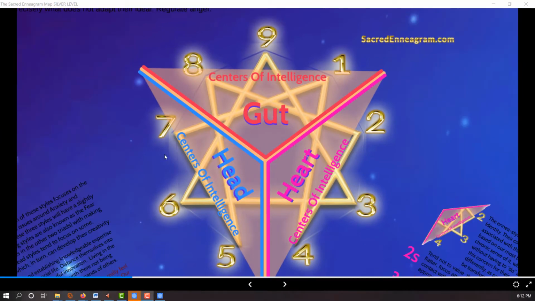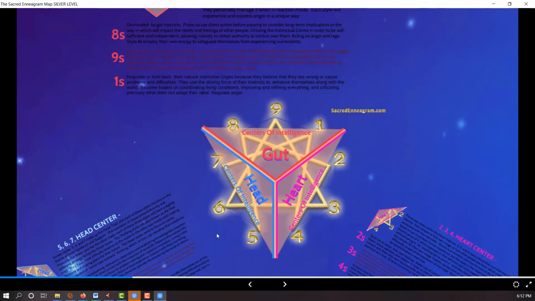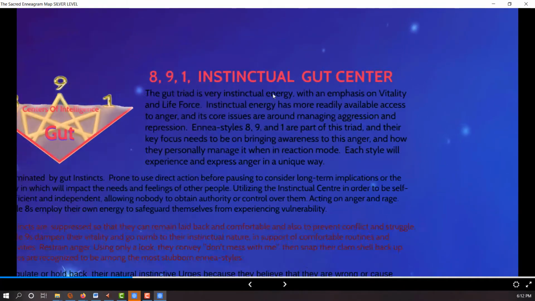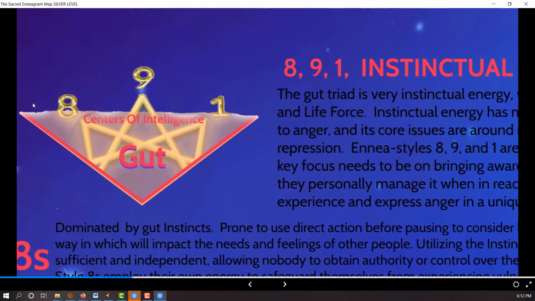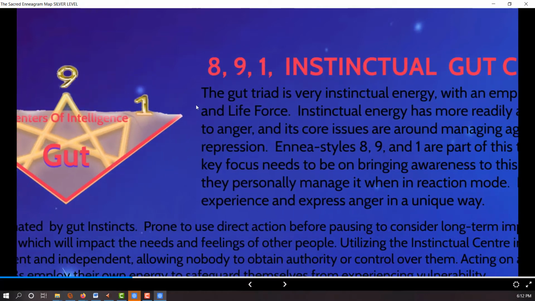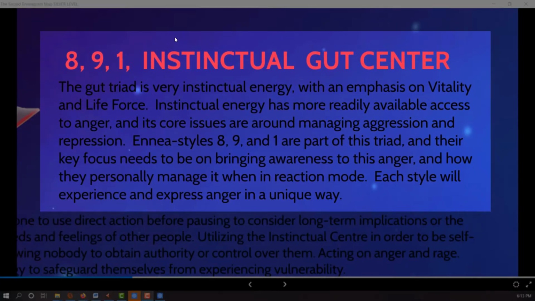So with this example, I'm just going to focus in on one of the centers of intelligence, which is the gut center, and this is the zone of Enneagram types 8, 9, and 1. Predominantly, Enneagram types 8, 9, and 1 reside with the gut instinct or the instinctual gut center. So the gut triad is very instinctual, with an emphasis on vitality and life force.